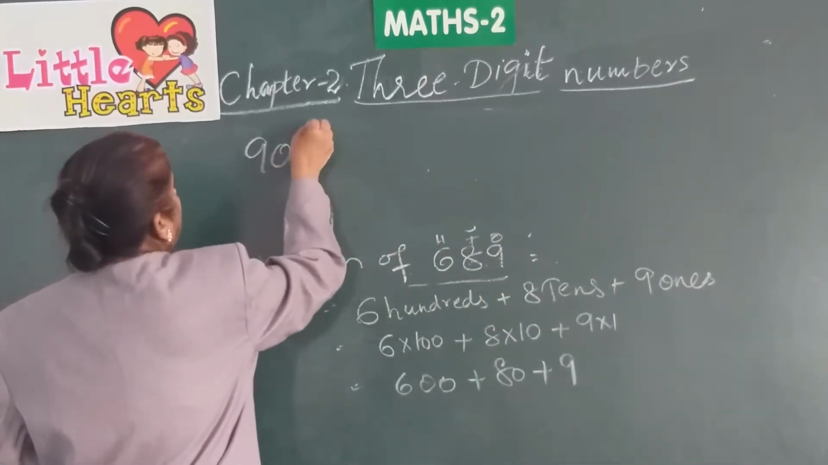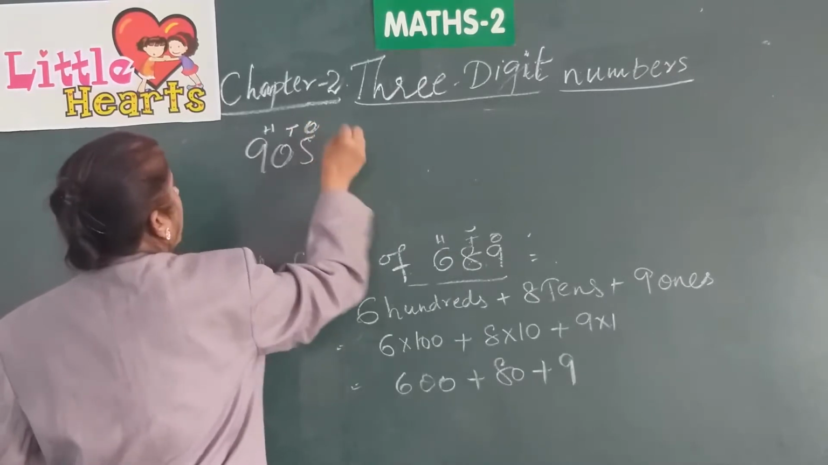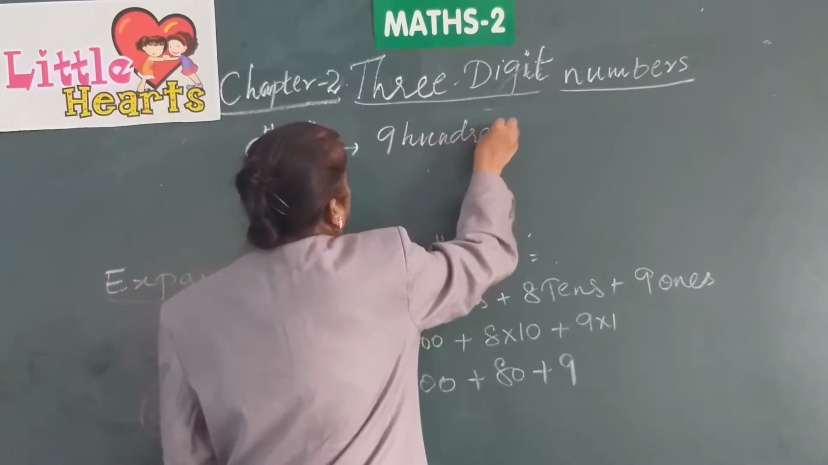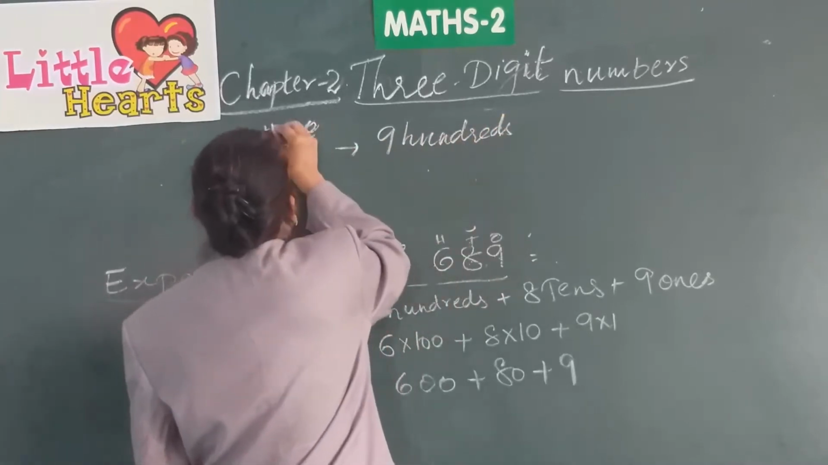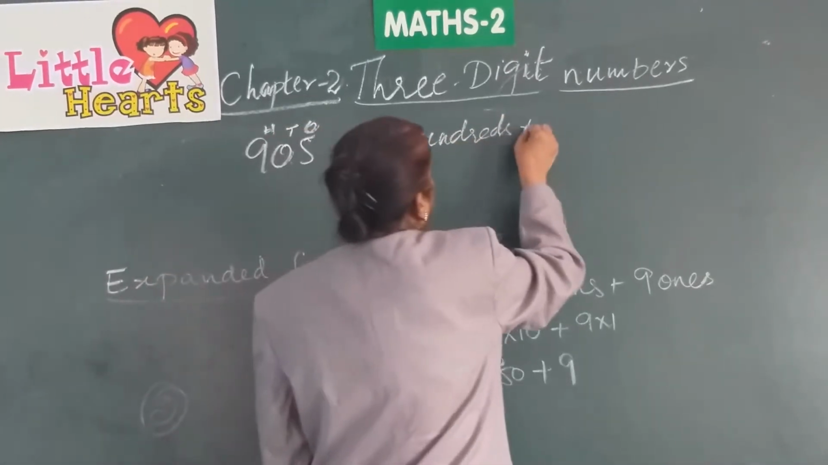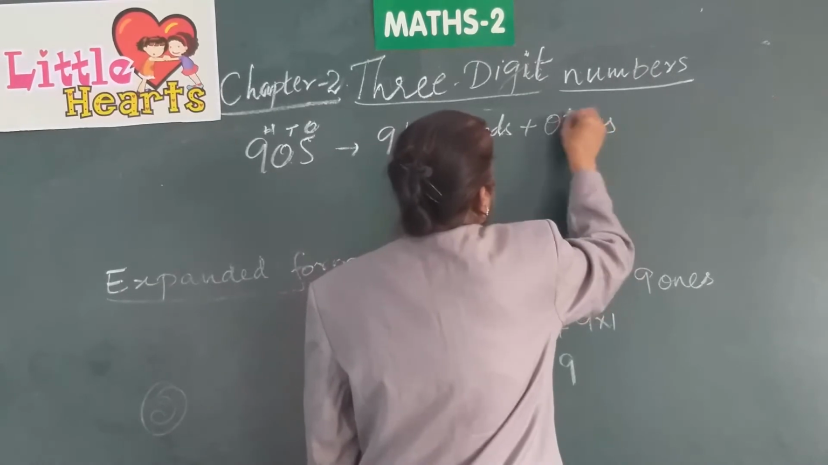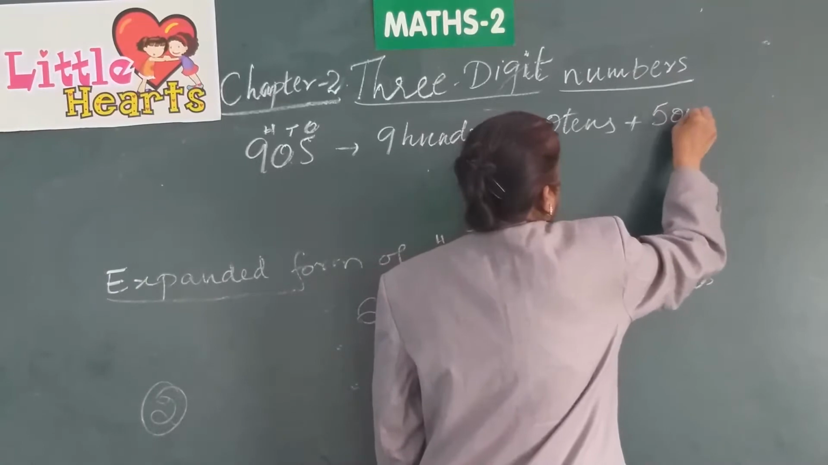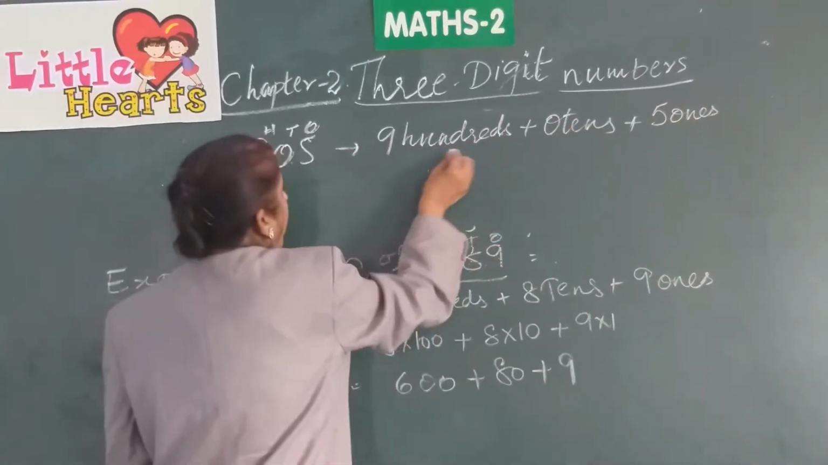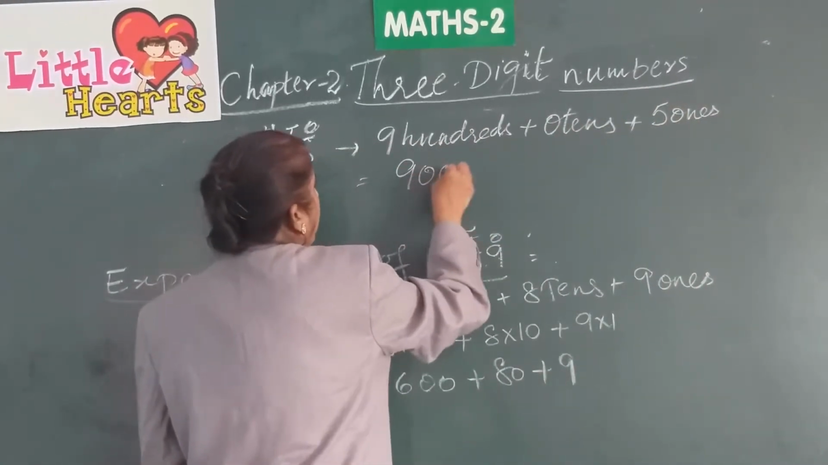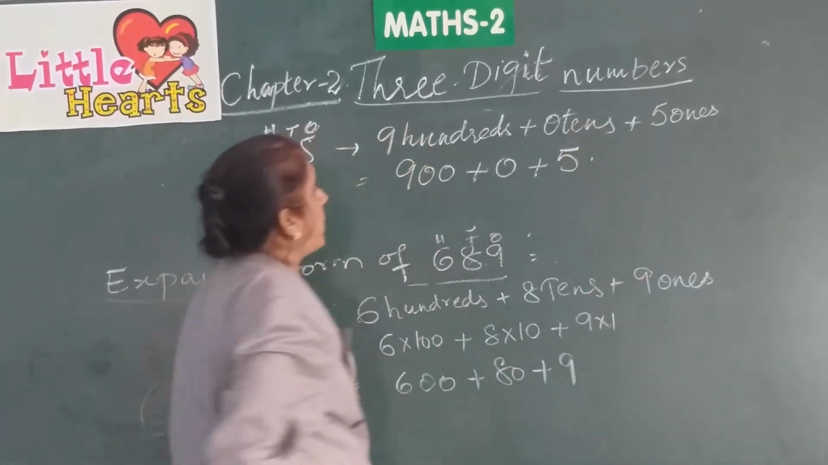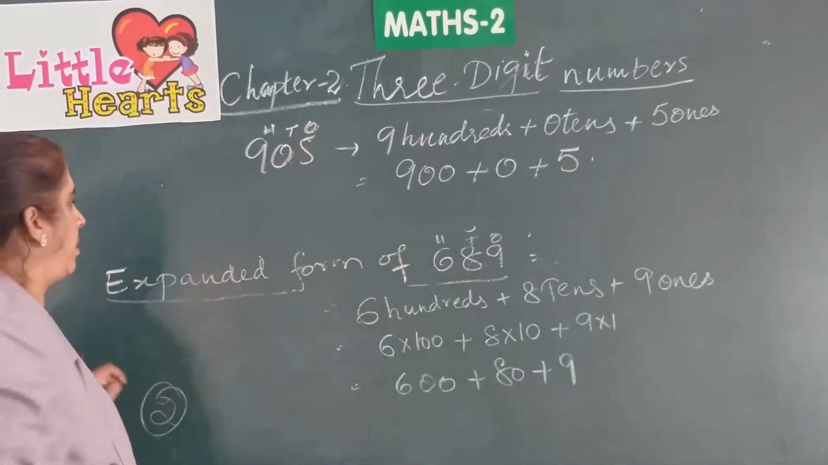905. First mark the places. 9 is in the hundreds place. Its place value is 9 hundreds, 900. 0 tens, 5 ones. So 900 plus 0 plus 5. This is the expanded form of this number.